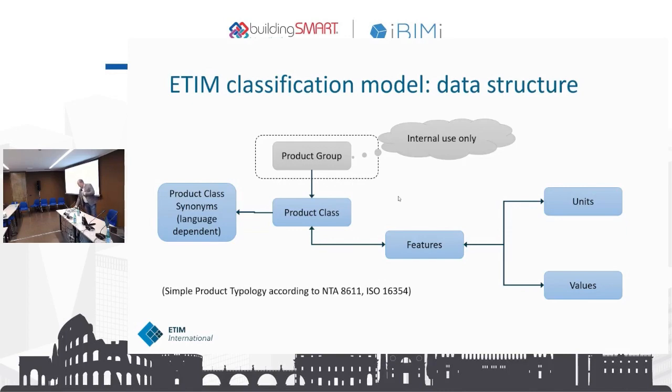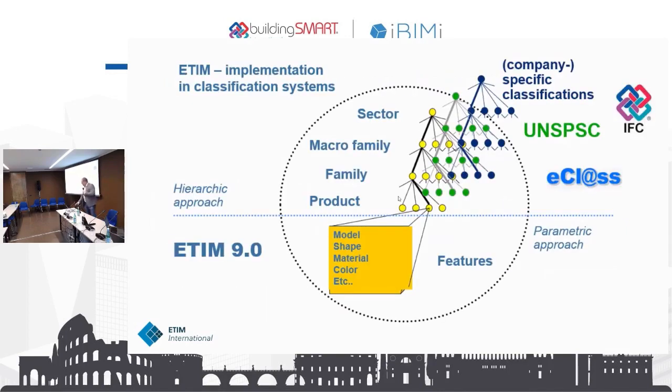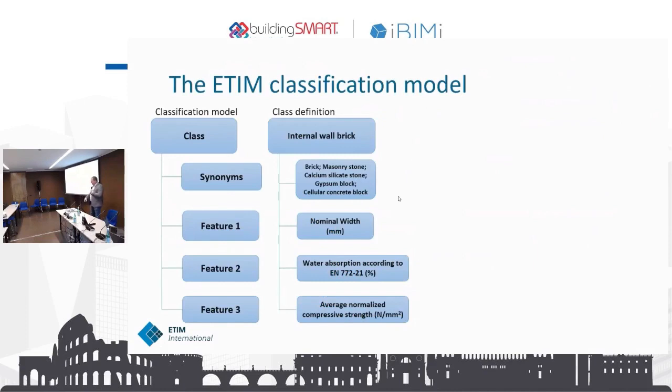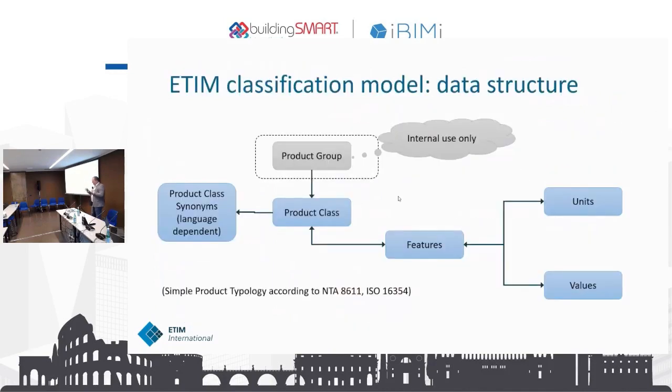It's that simple. And that's what is being defined as a single product typology according to a Dutch technical agreement 8611, which is now evolved into ISO 16354. That's about all the ISO standards I'm going to recite today. Sorry for that.